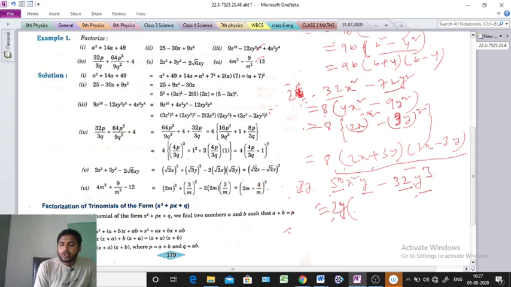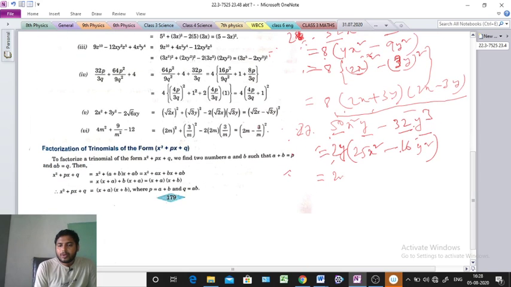Clear? So after taking common, what are we getting, sir? From 50 we have taken 2, that means 25 will come. Next, x square will come, and y is already taken common. Next, minus 32 with 2 common, that means 16 will come. From y cube, y is taken, so y square will come. Up to this, clear, sir? Clear? Next, we can write.